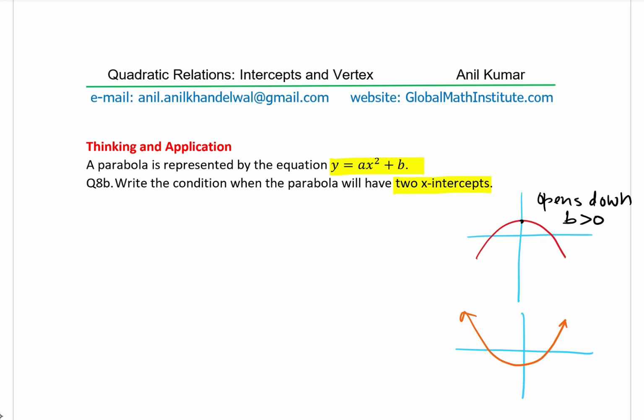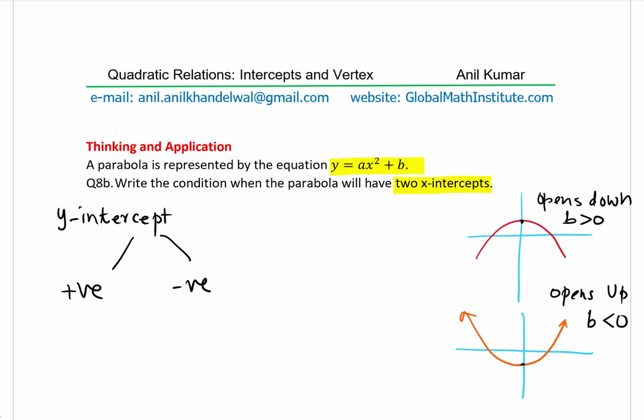Now in this case, it opens up and b is less than 0. So that is your y-intercept. Do you see that? So you have to check y-intercept. So two things you have to check. One is y-intercept. So y-intercept could be positive or negative. That is to say that the value of b is greater than 0 or value of b is less than 0.